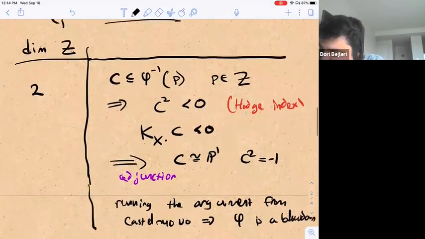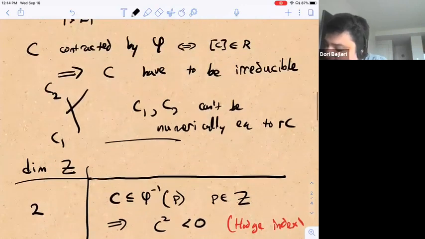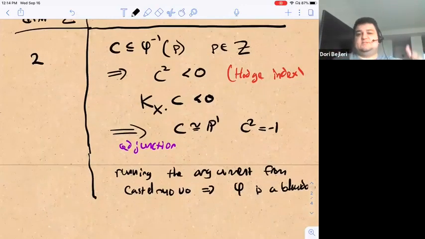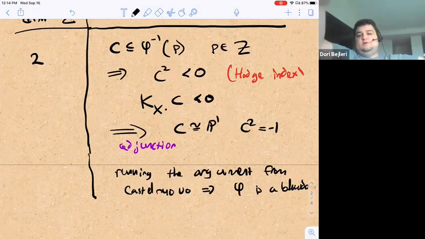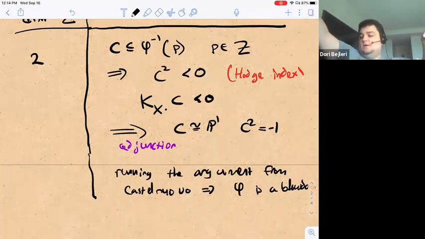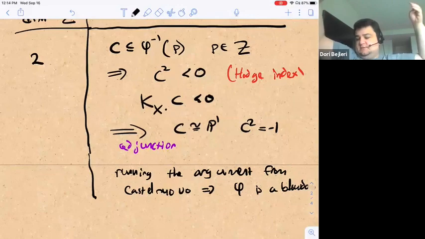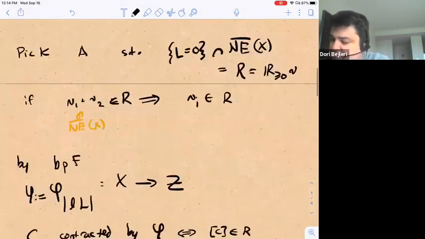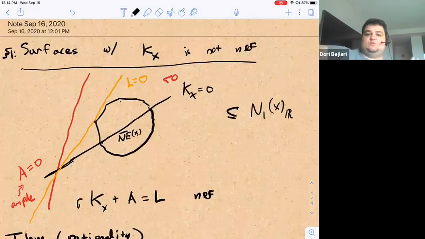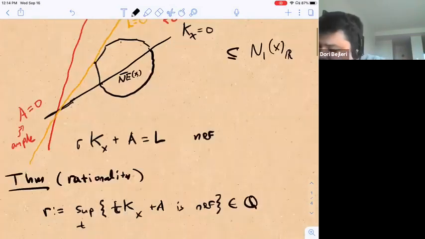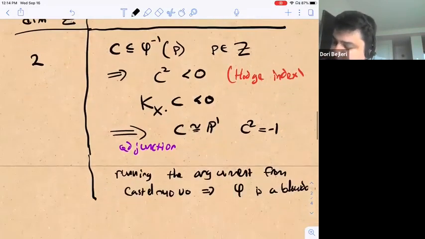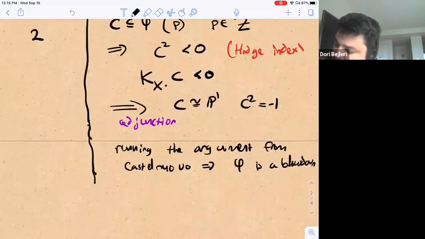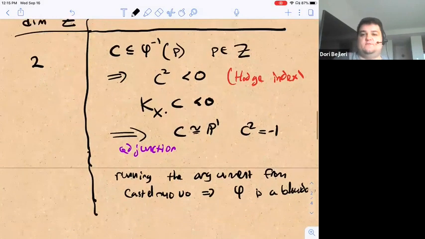And now using this observation that R is extremal, we also know that it has to be the contraction of just a single curve, because if we had some other curve that was disjoint from C that's also getting contracted, then that other curve will not be numerically equivalent to C, so that would be on some other ray in NE bar. So each of these contractions corresponding to a single ray have to just contract one curve at a time. So then we know that phi is exactly the blowdown of one minus 1 curve.